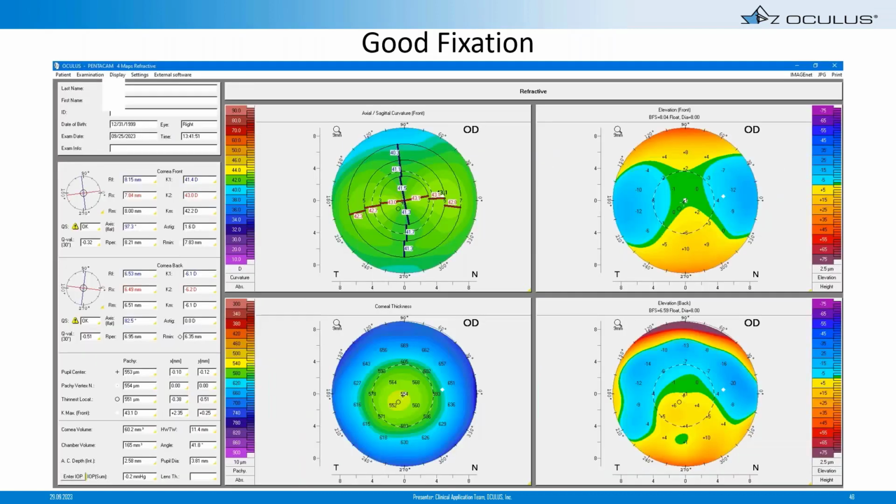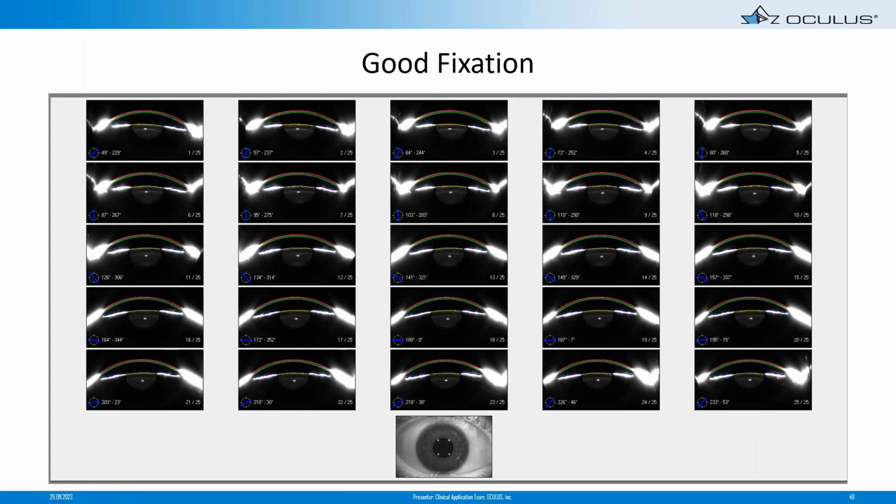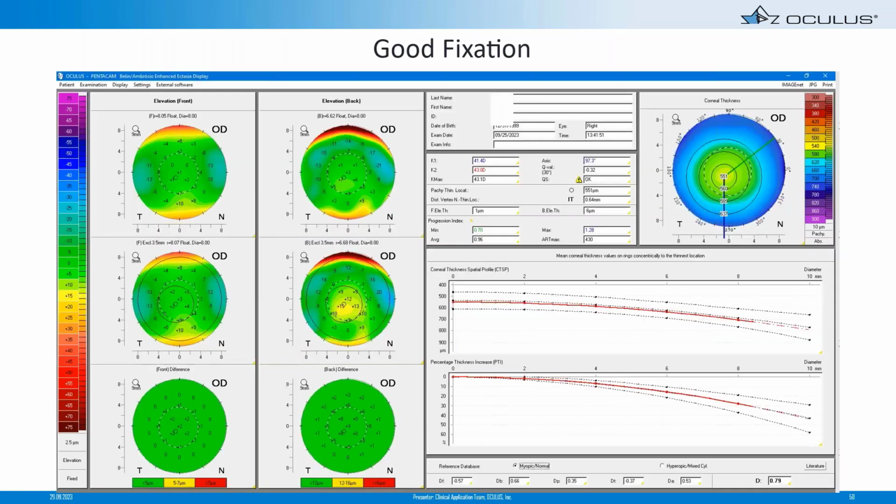Now, in addition to light contamination, fixation is also important. Here's an example of a 4-map refractive with good fixation. We see the front QS is okay in white, the back QS is okay in white. And if we look at the Scheimpflug images, again, we see all 25 look great. We see full exposure on the iris camera down below. If we go to the BAD map, again, here we see the BAD is 0.79. And again, we got a good reliable white QS value up top.